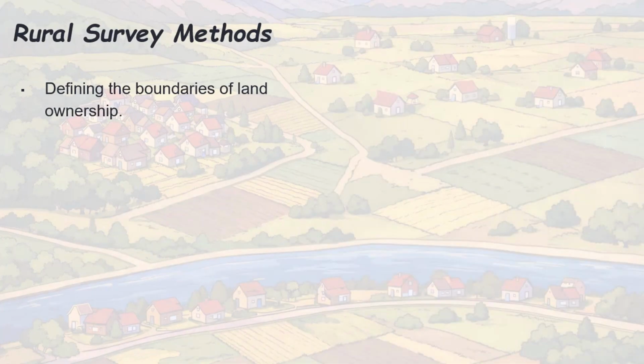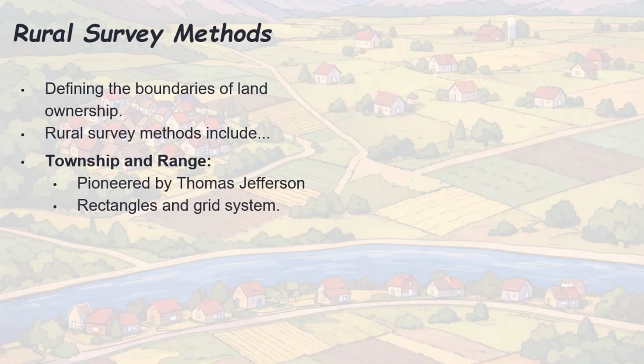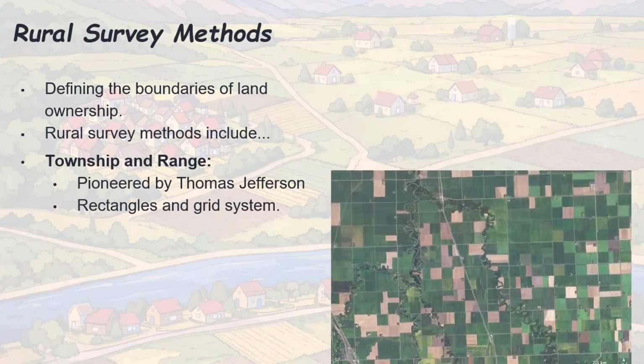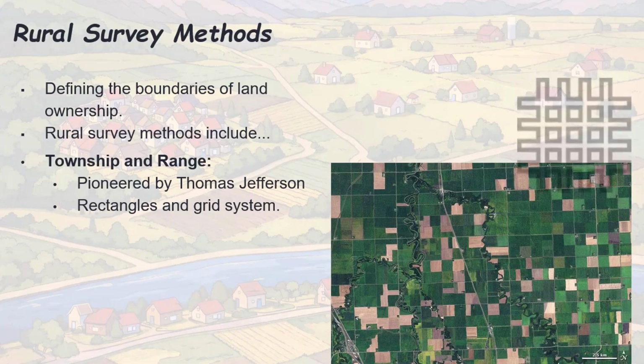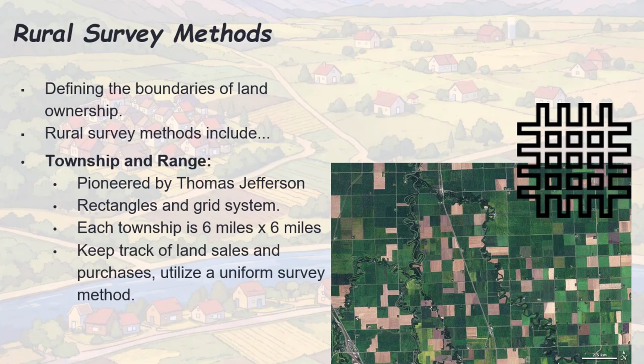Now we're entering Thomas Jefferson's spreadsheet era. He wanted land division to be clean, rational, and extremely rectangular, and thus, township and range was born. Here's the deal. The U.S. government created this grid system to help track land sales and standardize ownership. Each township is 6 miles by 6 miles, then divided into 36 sections, each one 1 square mile.